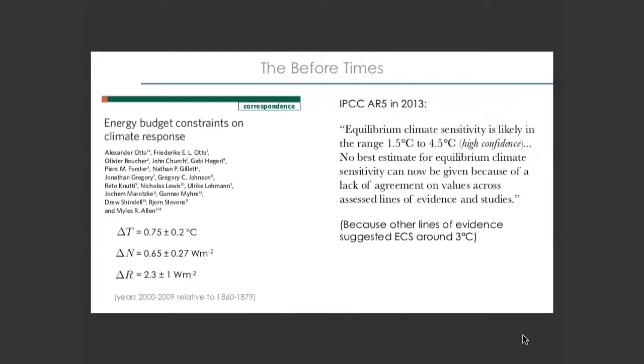The basic idea here is that other lines of evidence, like paleoclimate models, suggest a climate sensitivity at the time of about 3 degrees, whereas this line of evidence suggested a climate sensitivity of about 2 degrees. So this was a big discrepancy across those lines of evidence. Next slide, I guess my buttons don't work. Maybe next slide as well.